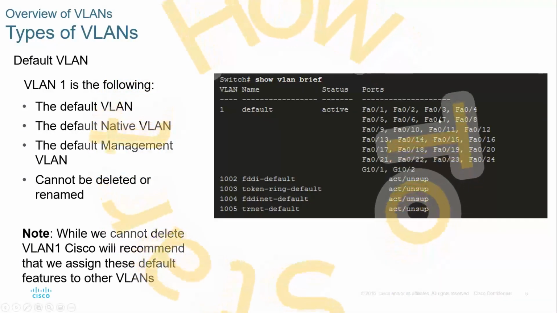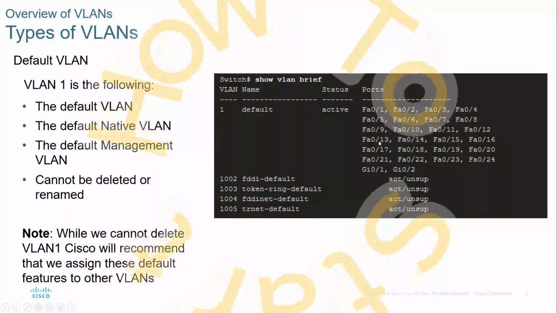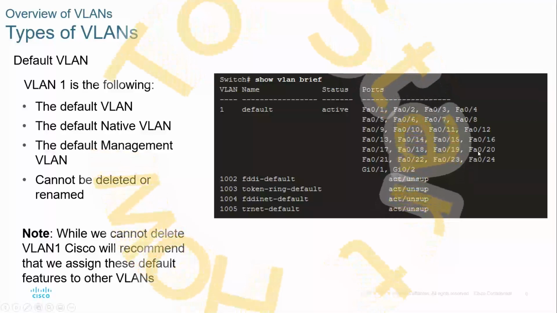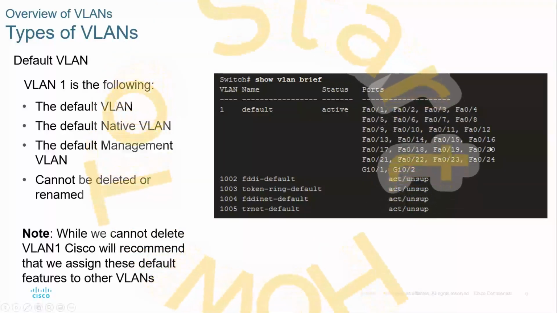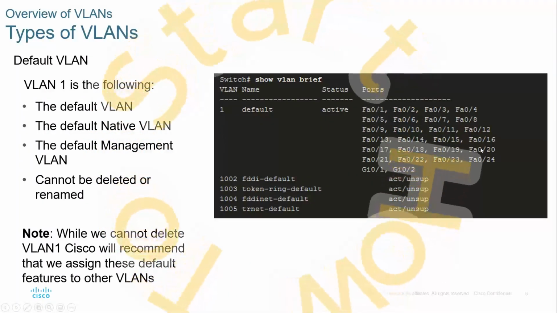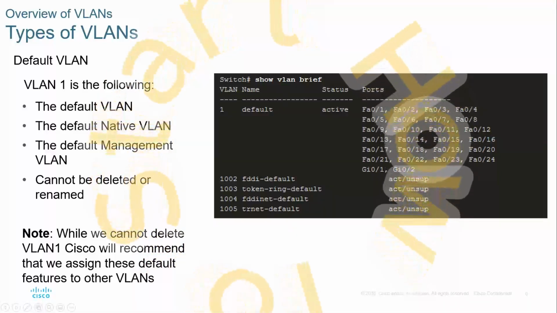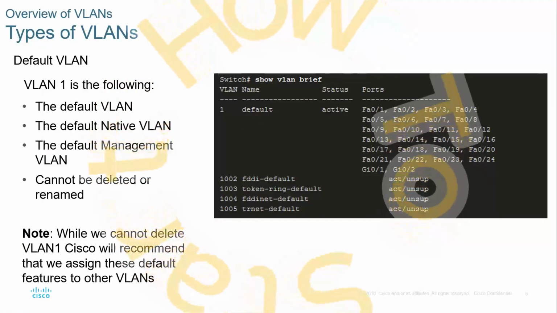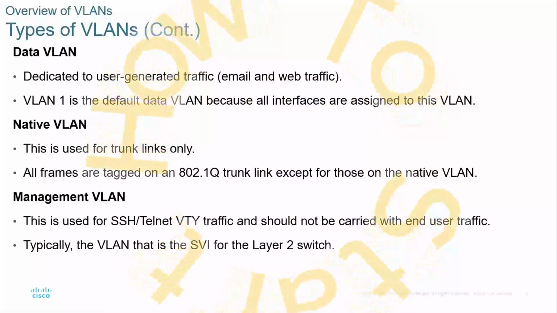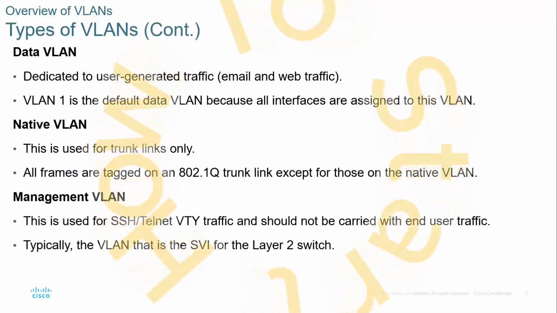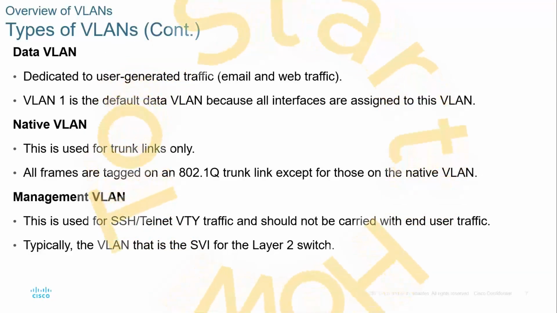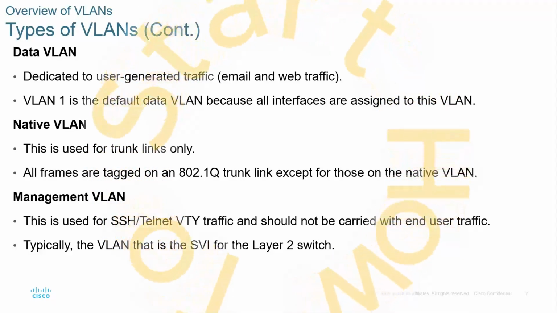So here we actually do have all of the ports. If you ever do a show vlan brief and you are missing ports, those ports may have been assigned to a VLAN that was deleted. I say that because that's a pretty common issue that most people don't think about. There are other types of VLANs, like a data VLAN, which realistically most VLANs are going to be data VLANs, and that is basic data traffic.